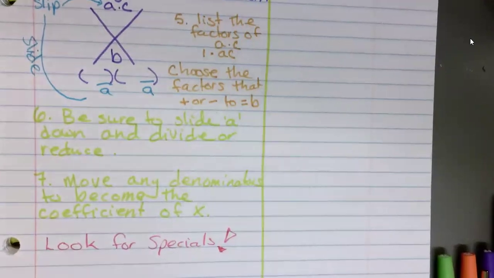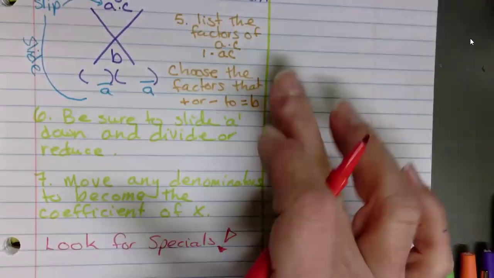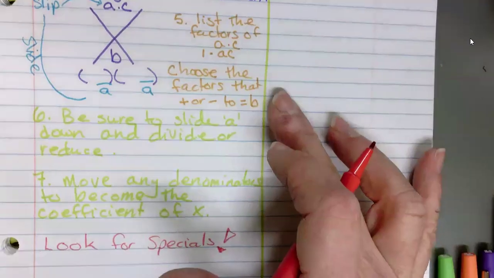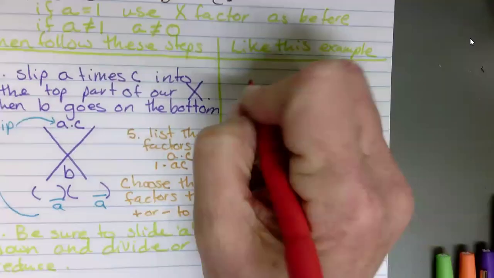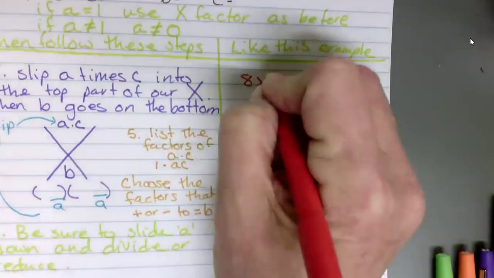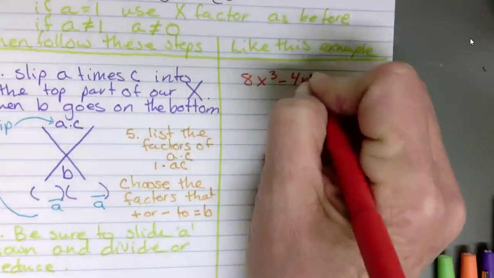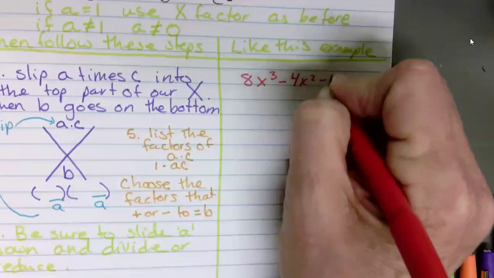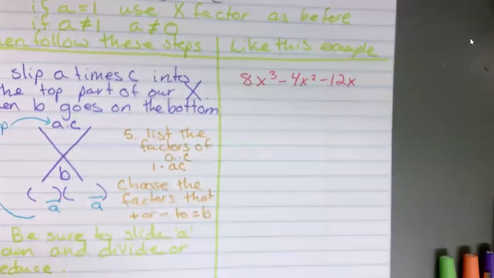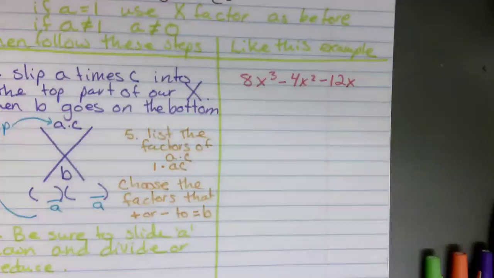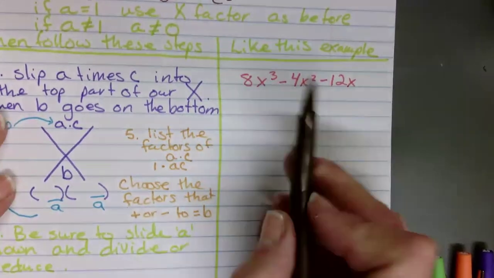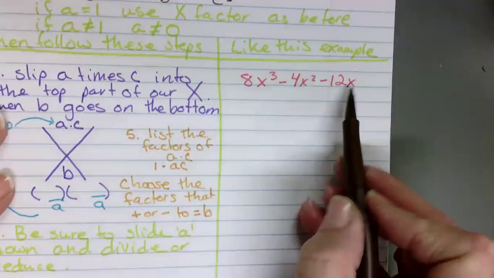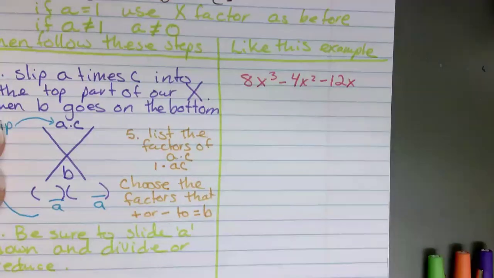All right, I'm going to go to the top of this column and we're going to do all of these steps, but with a problem. So the problem I'm going to start with is 8x cubed minus 4x squared minus 12x. Step 1, put it in standard form. This one is already in standard form. We have x to the third, x to the second, x to the first, so it's already in standard form.